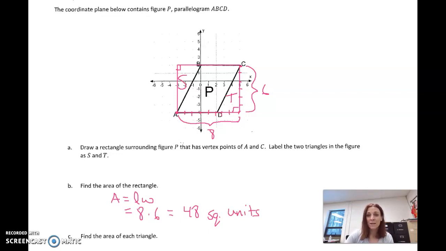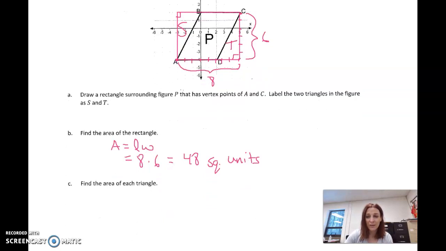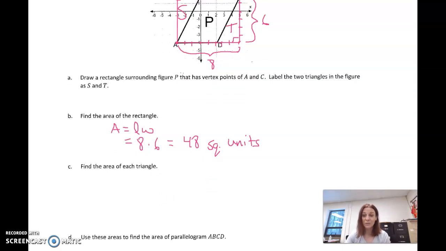Okay? Now, the next one might be a formula that hopefully is new, or is review for you. It says find the area of each triangle. Okay, so we're going to have triangle S and triangle T. So we need the area formula. Okay, so I'm going to find the area of triangle S. And the area of a triangle formula is 1/2 the base times the height. Now, you might have seen it as base times height divided by 2. Same thing. Okay, same thing.